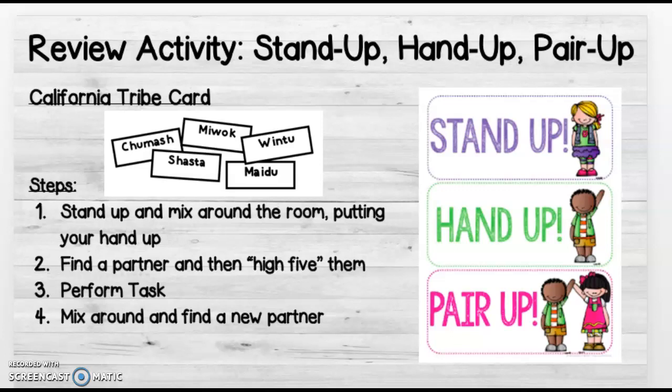So for example, if my partner has the tribe Chumash, I would say Chumash. They are located in the coastal region, and a huge natural resource they had was the ocean, which they used to hunt for food, like hunting fish, okay? When you're done, then you're going to do the same thing. You're going to mix around the room and find a new partner, alright? So let's begin the activity.